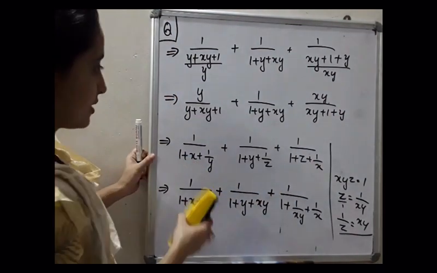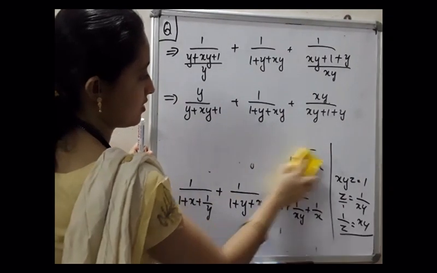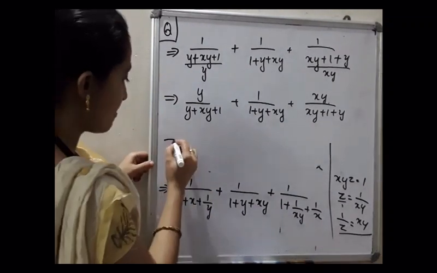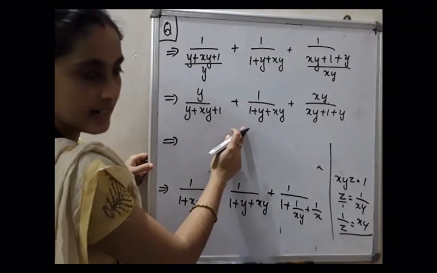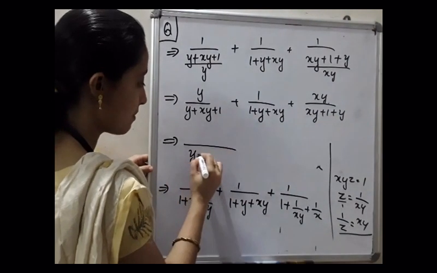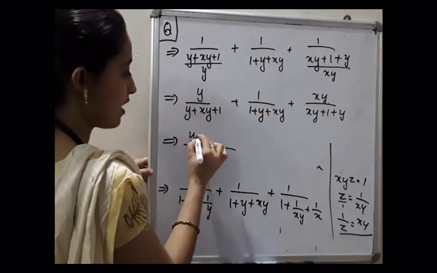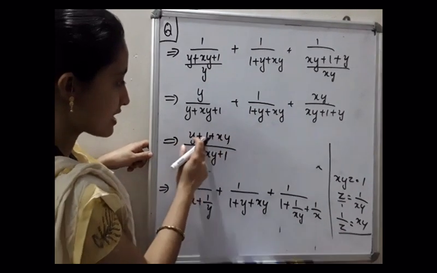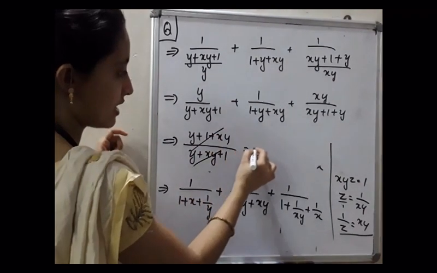Okay, hope you are clear up to this. Only taking the LCM. Okay, clear? Only we are taking the LCM. So that implies here the denominator is y plus xy plus 1. Here also y plus xy plus 1. Is it? Here also y plus xy plus 1. Same denominator. So you can write as y plus xy plus 1. Numerator is what? Adding the numerators: y plus 1 plus xy. Same, is it? So y plus xy plus 1. You can interchange, no problem. Okay, so same. So that will be cancelled and you got the answer as 1.